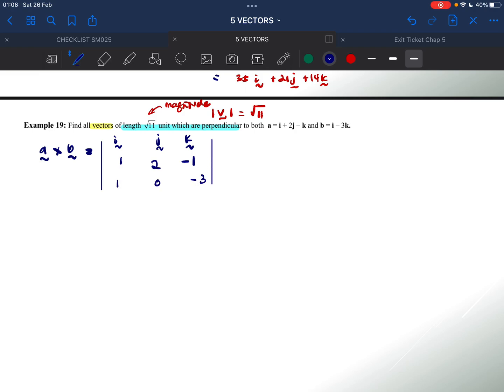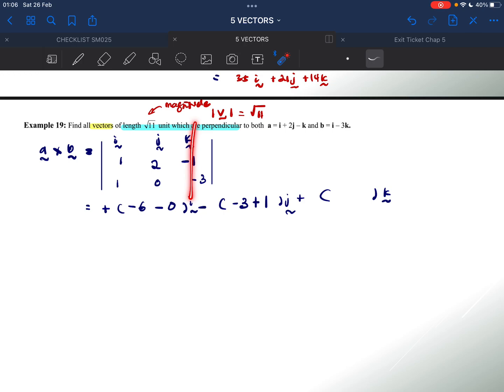By now you should know how to do this. Remember the signs: plus, minus, plus, for i, j, k. Now let's fill in the formula. Close your i column here. Negative 3 times 2, we have negative 6. Negative 1 times 0, we have 0. Close this one here. 1 times negative 3, we have negative 3. Negative 1 times 1, we have negative 1. So here it should be minus negative 1, and that will be plus 1.